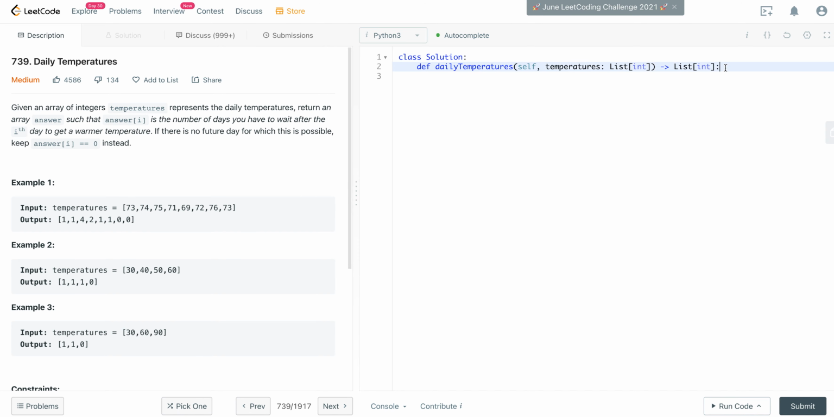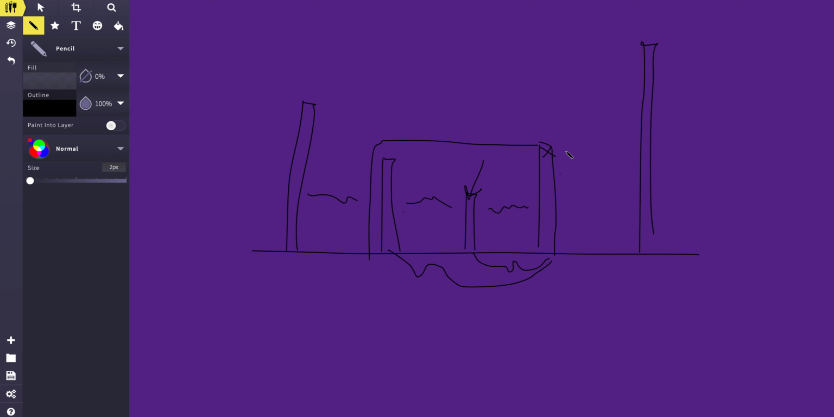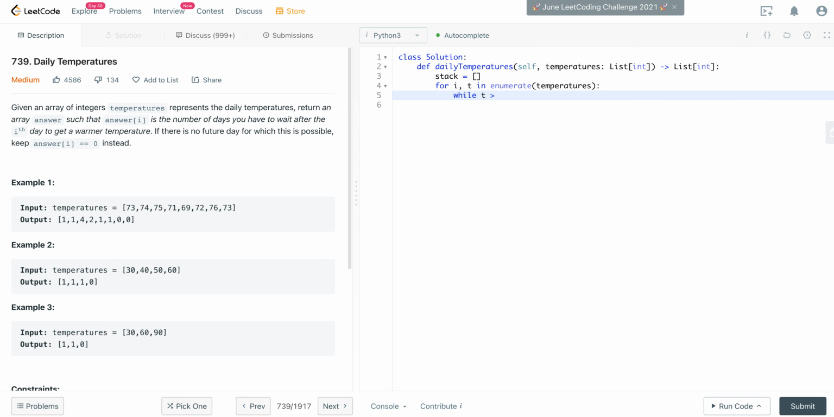Now let's code it. So of course you will need a stack, which is just an array. While the current temperature, as I drew here, is higher than the last one in the stack, then we will start popping out. So if the current one is higher than the last one in the stack, then we want to pop out this last one.